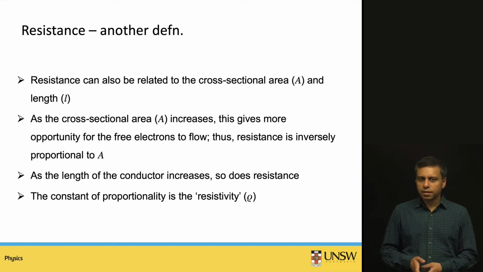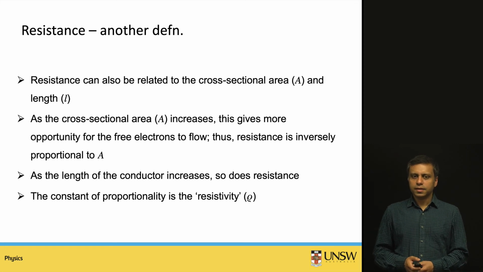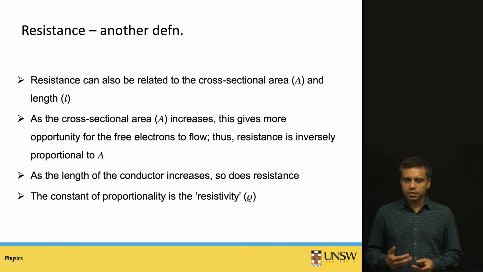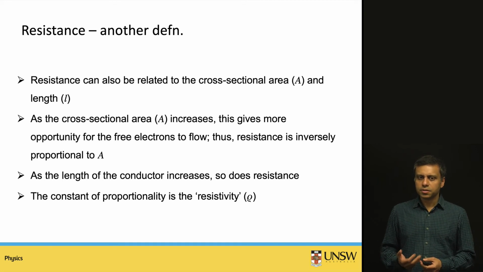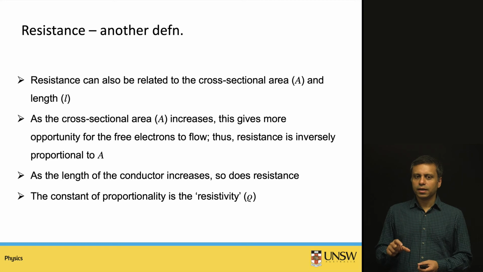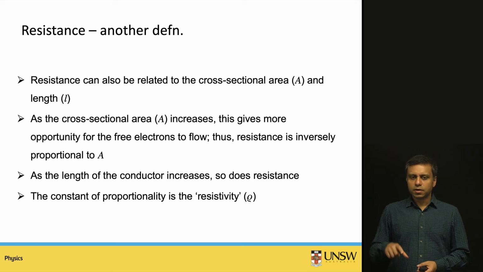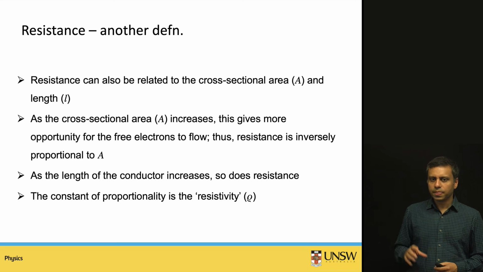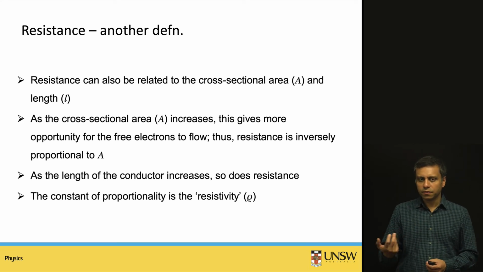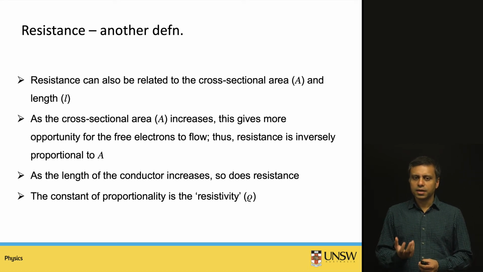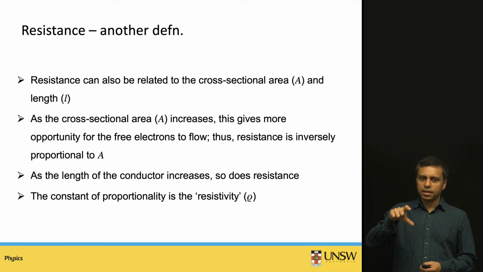Let us look at another definition of resistance, and this is linked purely to the geometry of a material. For example, resistance is closely related to the cross-sectional area of the material and also the length of the material. This is kind of intuitive, as you can guess. If the cross-sectional area through which the current is flowing is larger, then more particles can flow, right? So the obstruction to current is less. So the resistance is less if the cross-sectional area is larger.